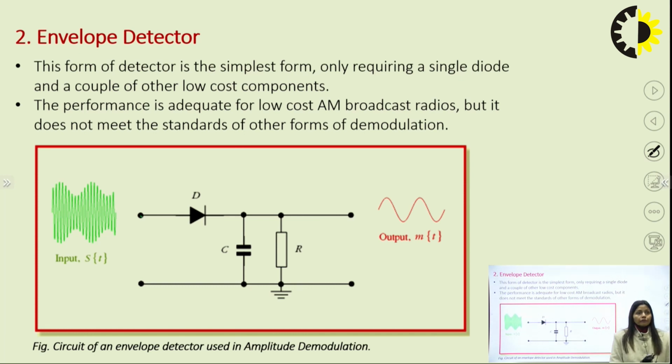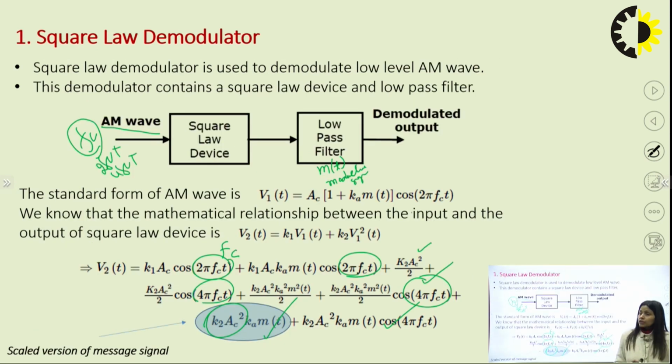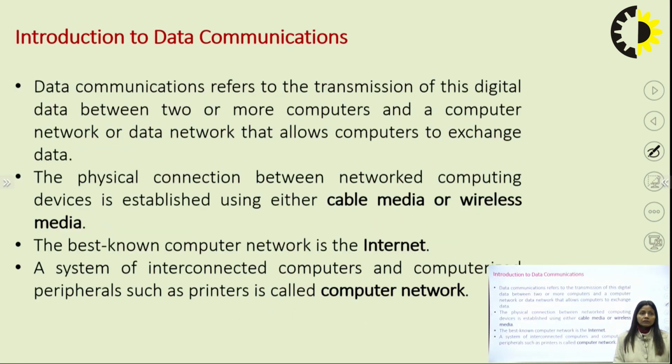So the performance is not very high, but it is adequate for low cost AM broadcast radios, though it does not meet other demodulation needs. So this particular circuit is rarely used for communication, but we are using a square law device and low pass filter very frequently for amplitude modulation communication.